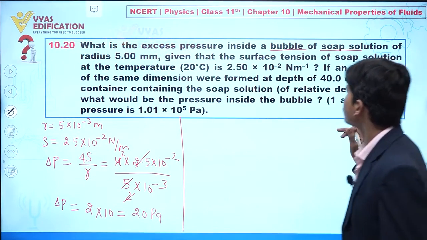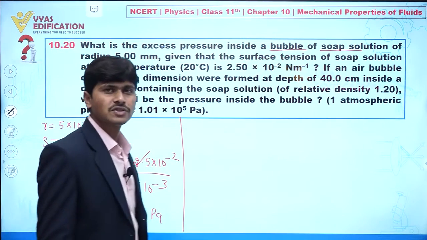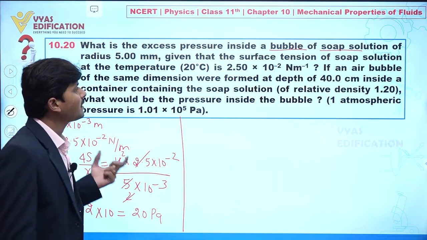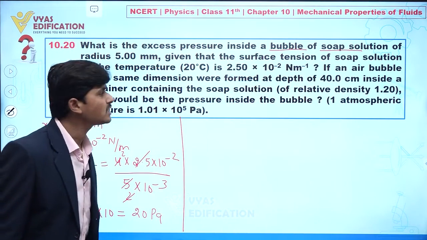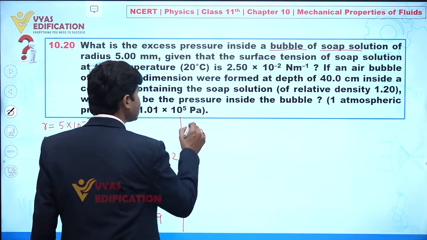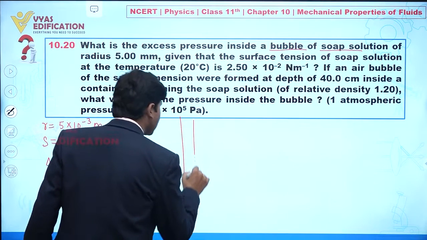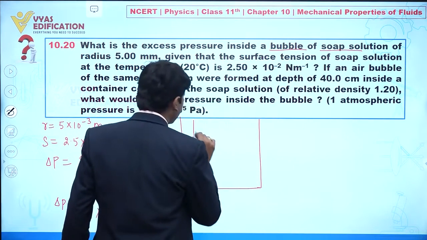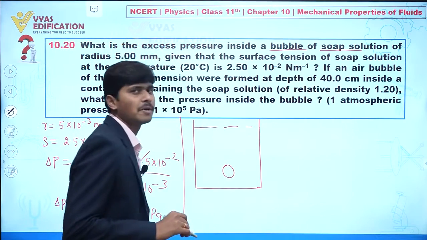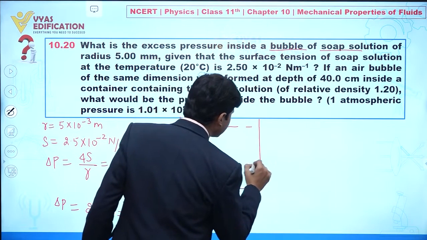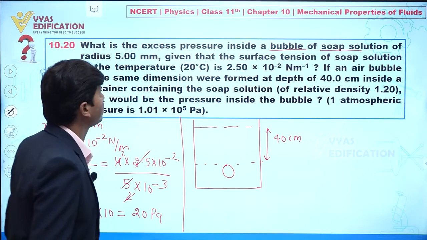Now let's suppose we take another situation. If an air bubble of the same dimension, meaning the radius is the same, is formed at a depth of 40 centimeter inside a container containing soap solution. Listen carefully. Let's suppose here we have a container, and in this container we have a soap solution. Here we have an air bubble, and the depth is given as 40 centimeter.